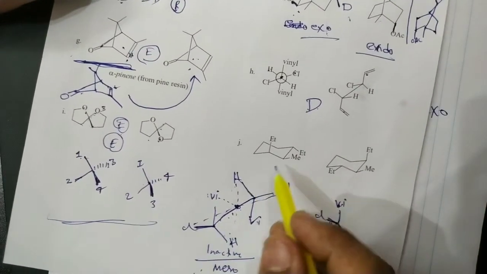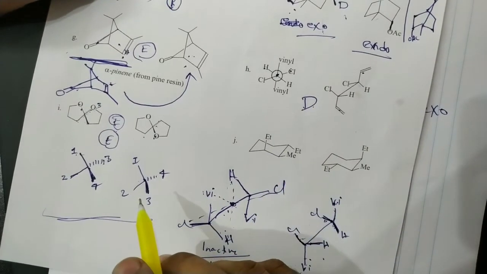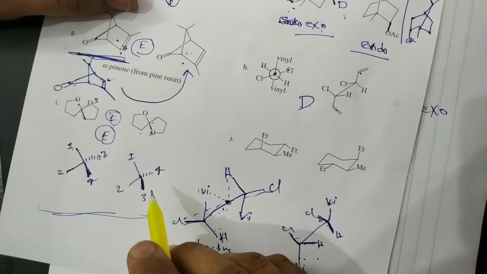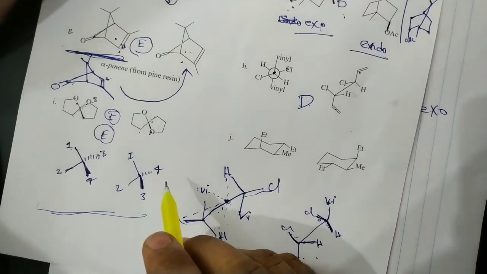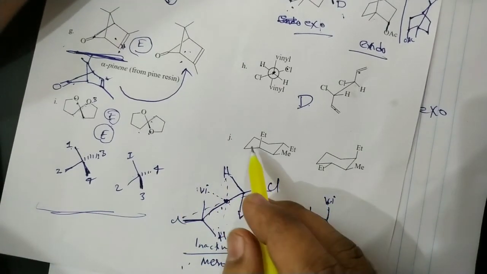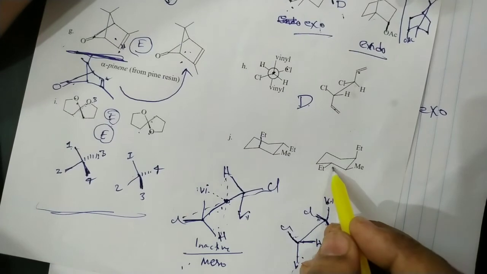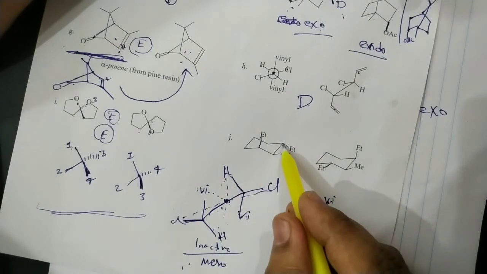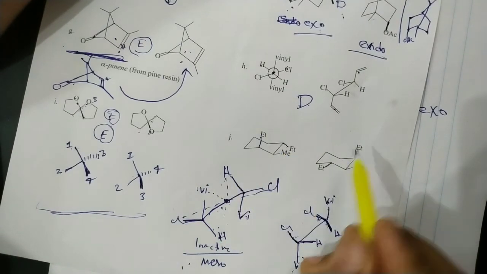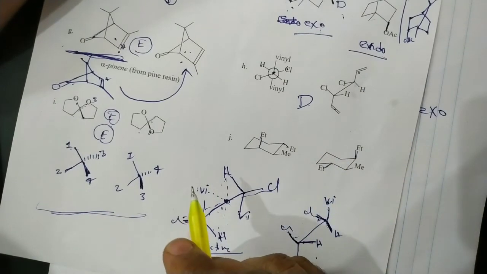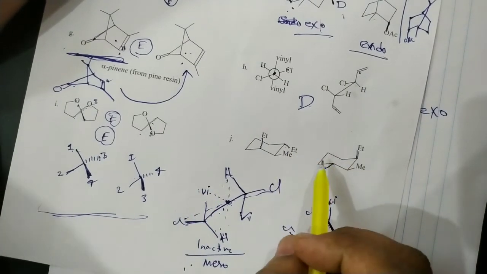And now finally, what is the relation between these two? Very interesting, this one. You can see in this case, this is axial, this is equatorial. This is equatorial, this is axial. Now these two are mirror images because the configuration is changed.